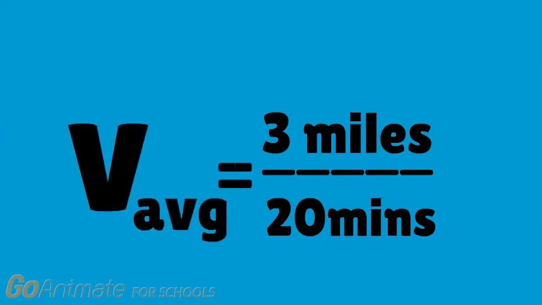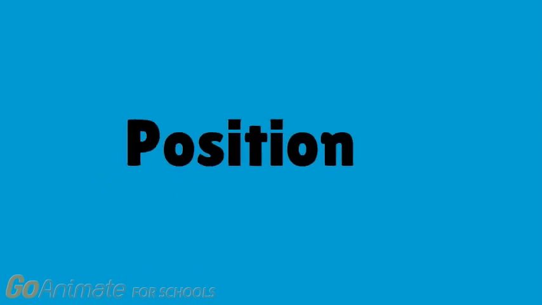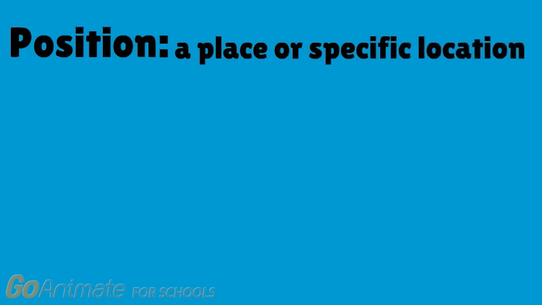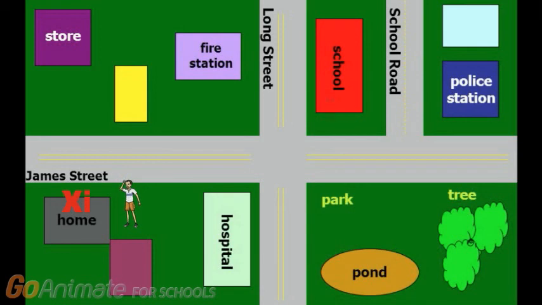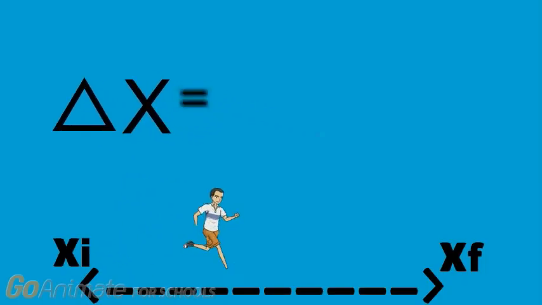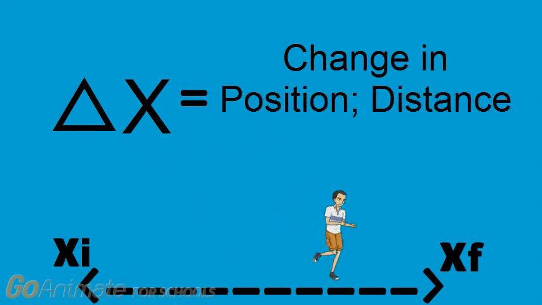But before we discuss the problem, let's go over the basic content. First is position. What is position? Position is a place or a specific location. Position is usually represented as x. There's xi for initial position and xf for final position. In this problem, the initial position is Mark's house and the final position is school. When there's this symbol before x, it is a change of position, also known as distance.